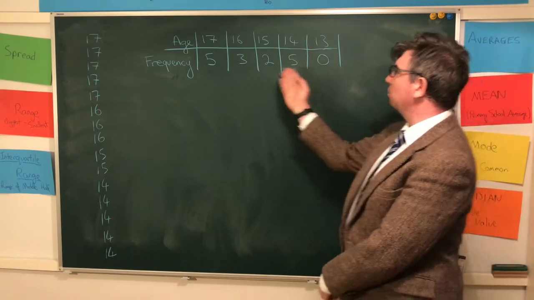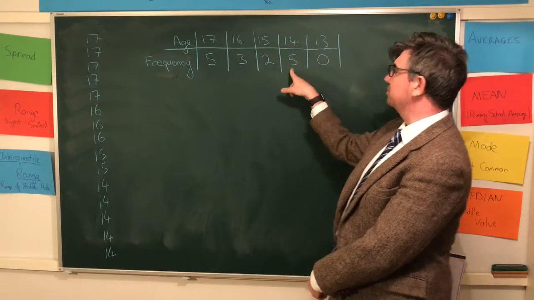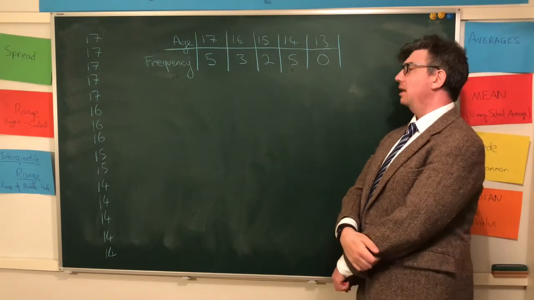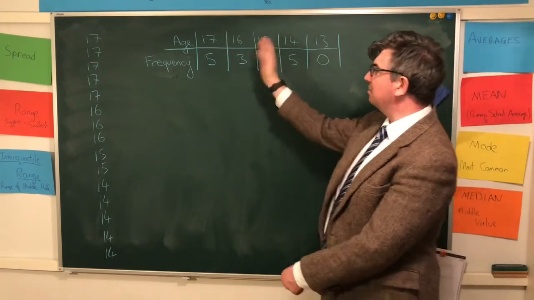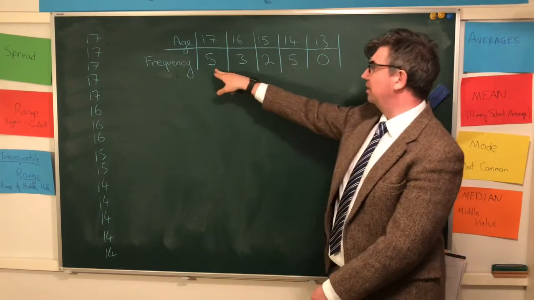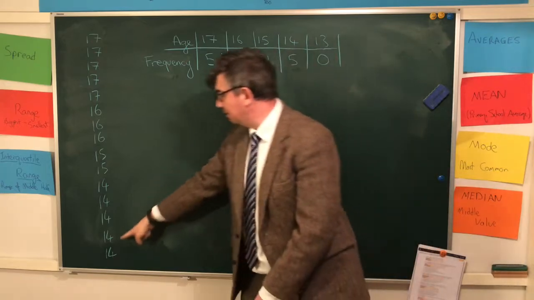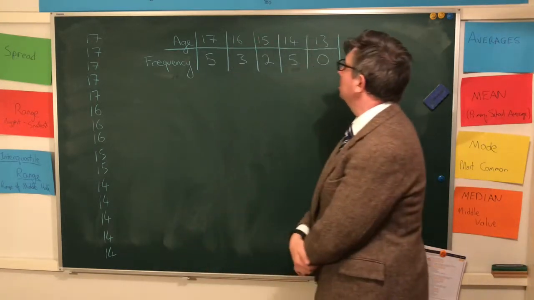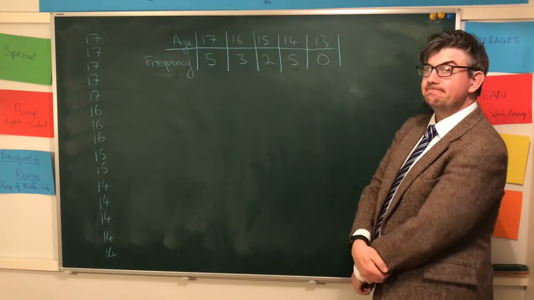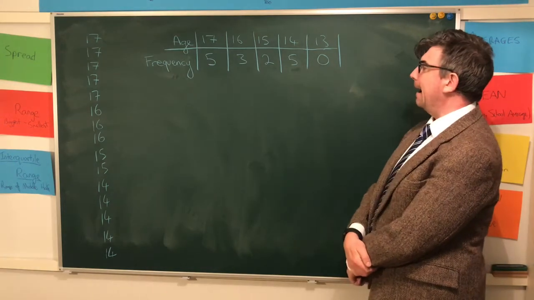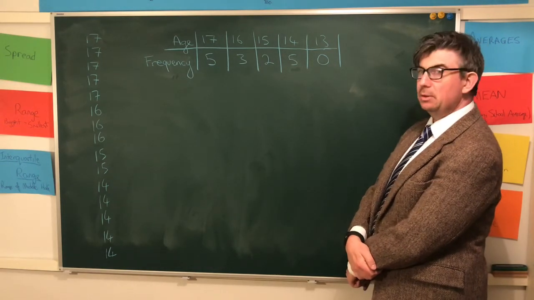And if I add all these up, 5 plus 3 plus 2 plus 5, how many should I get? Because I'm counting, it's the same thing as counting, right? So if I add all my frequencies up, I should get the same amount as if I count all these up. Yeah, that's it really. That's frequency tables.